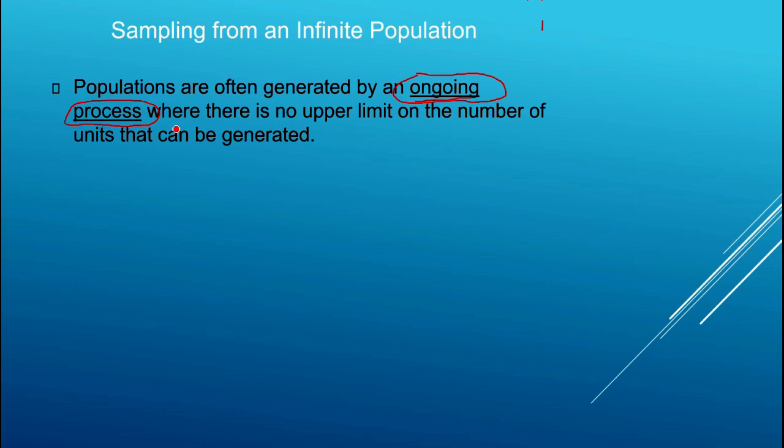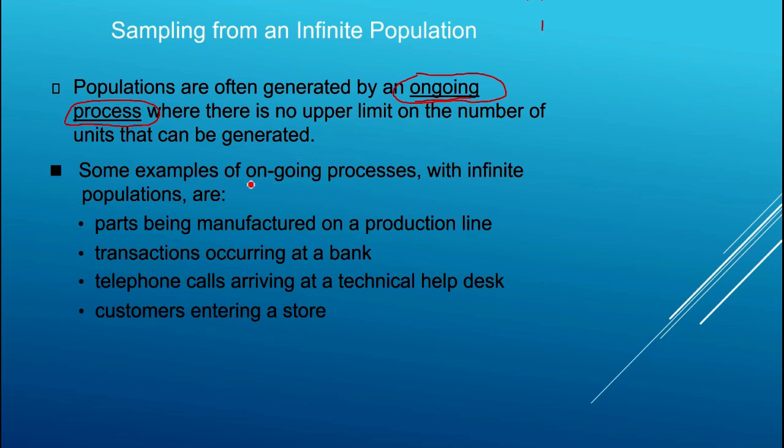But what I would like you to know is that time series statistics often requires a little bit of extra attention to these types of sampling issues, and when random sampling is violated, sort of correcting for it appropriately. So some examples of ongoing processes or time series data where we would be sampling from an infinite population, or an ongoing process where there's really no natural upper limit to the number of units that can be generated and observations that can be seen, would be parts that are coming off a manufacturing line, transactions at a bank, the telephone calls that arrive at a tech support desk, customers entering a store.